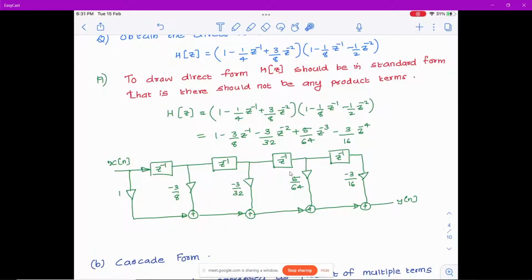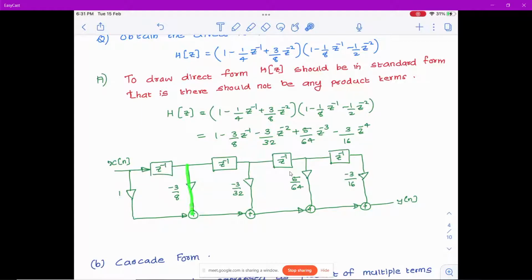You find out how many delay blocks. 1, 2, 3, 4. So you draw 4 delay blocks. 1, 2, 3, 4. You connect all the delay blocks. Okay, then you have an adder at the bottom. So if there are 4 delay blocks, 4 adders will come.